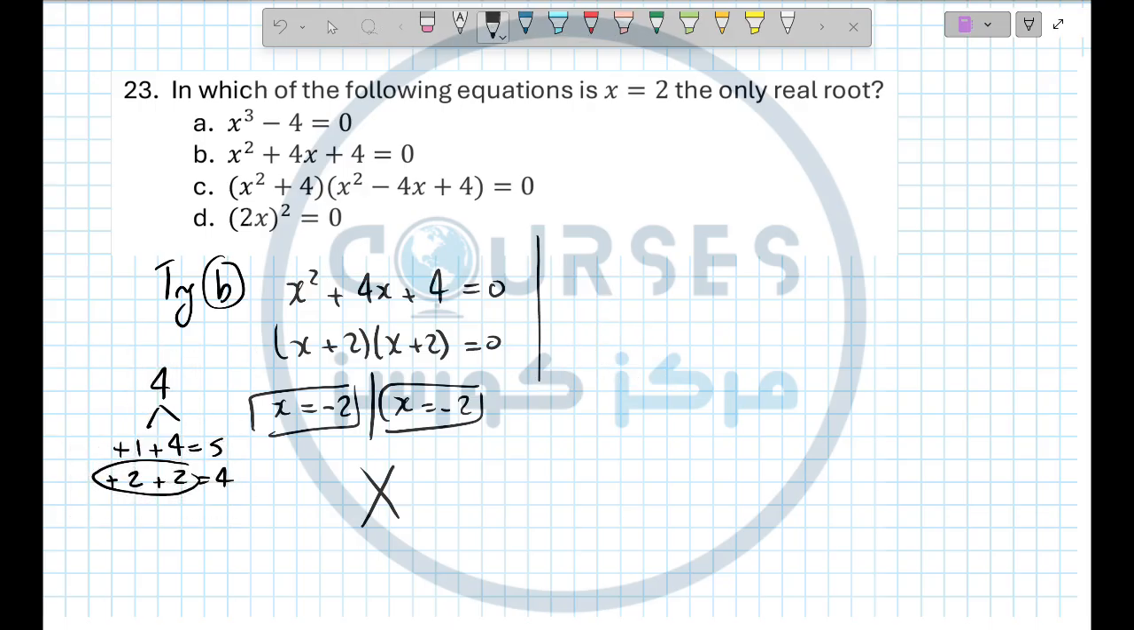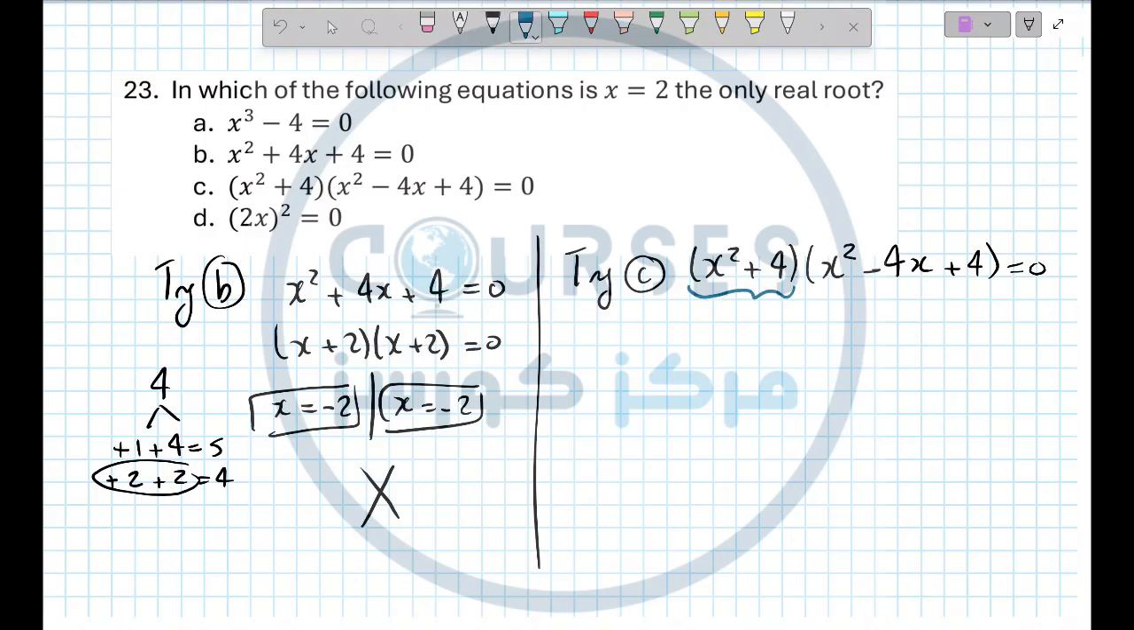And let's try C next. Okay, so try C. You have x squared plus 4 times x squared minus 4x plus 4 equal to 0. This first part can't be factored because it's x power 2 and then plus a number. This can't be factored. It gives imaginary solutions. So ignore it. We're going to concentrate on this part.